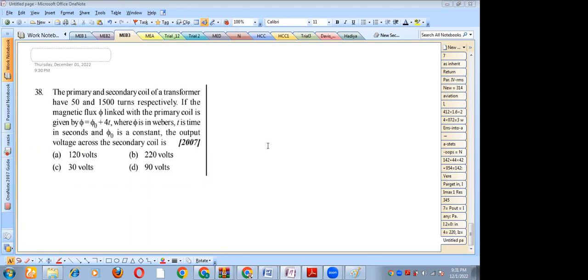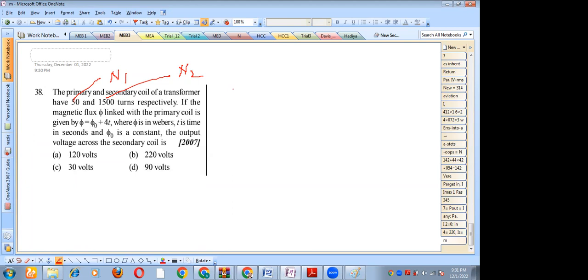So I will give you a hint here. The primary and secondary of a transformer have 50 and 1500 turns respectively. So N1 and N2 are given. And if you see, this is N1, and N2 is also given. The magnitude of magnetic flux linked with the primary coil is given by this, where phi is in Weber, t is time in second, and there is a constant. The output voltage across the secondary coil is?